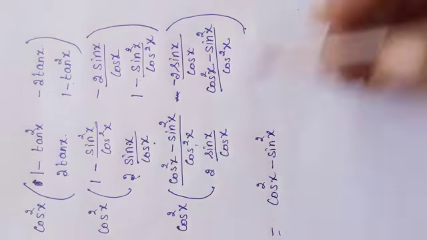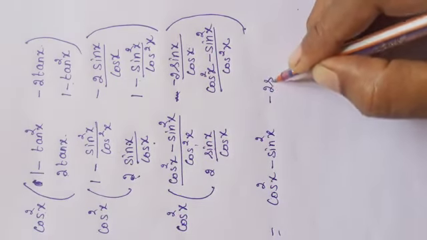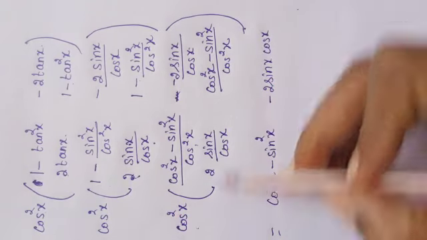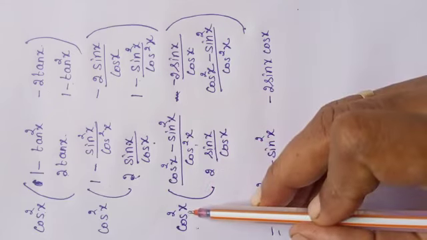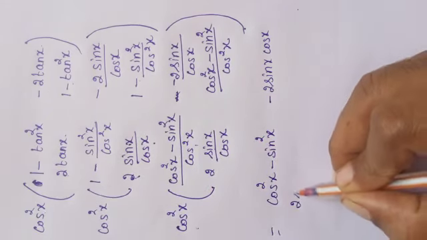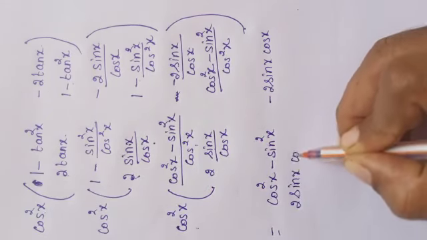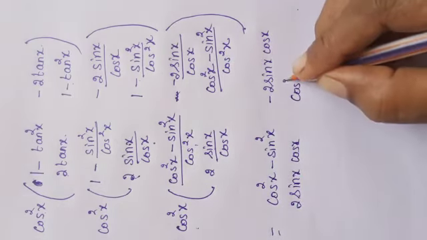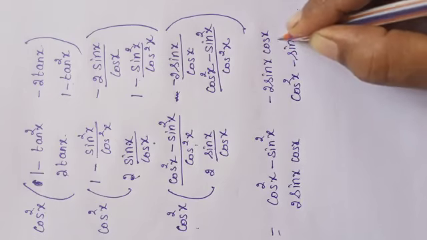Here 1 cos x will get cancelled. So the answer is 2 sin x into cos x. In this term also only 1 cos x will get cancelled. So our answer is 2 sin x into cos x. Here both cos square x will get cancelled. So cos square x minus sin square x.